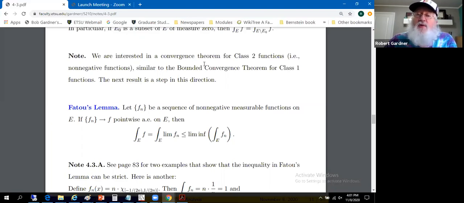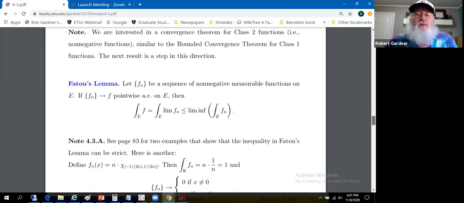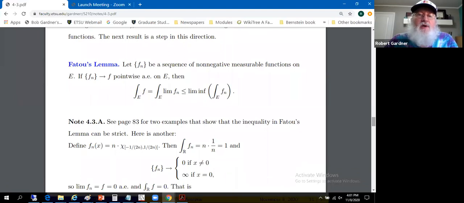So we are interested in convergence theorems. We want one for this class 2 of functions. In class 1, remember we had what was called the bounded convergence theorem because so much stuff was bounded. In this section, everything's going to be non-negative, and we're going to have to impose something more than pointwise convergence of a sequence of functions. So here's a step in that direction, but it's an incomplete step because it doesn't deal with limits, it deals with lim-infs, and it doesn't deal with equality, it deals with an inequality.